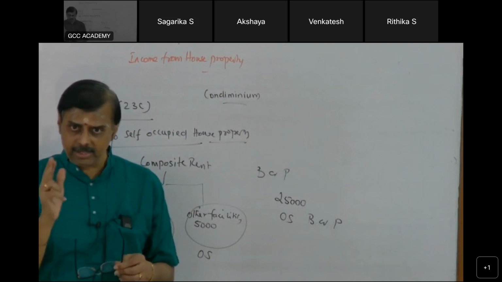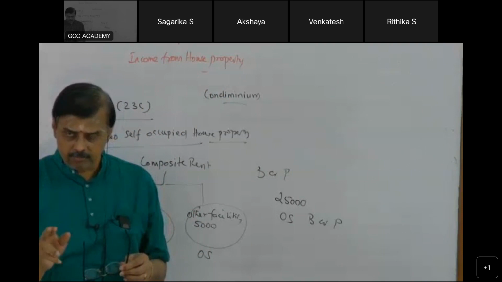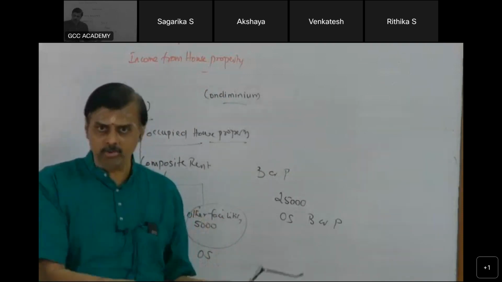Two differences. Illegal income is an income which is recorded, accounted, known.